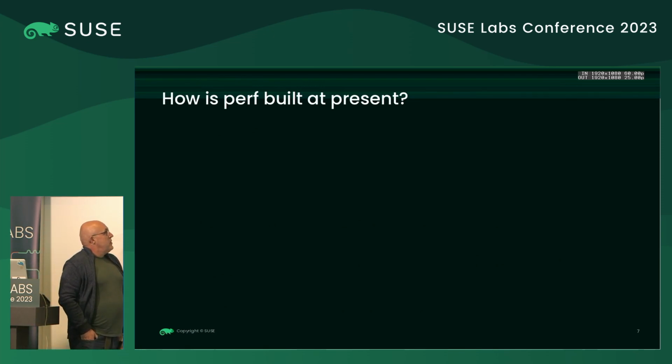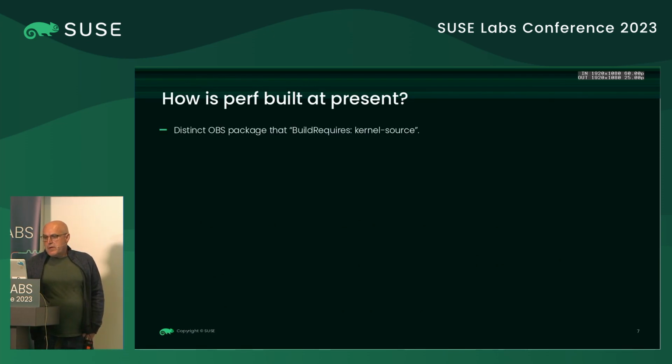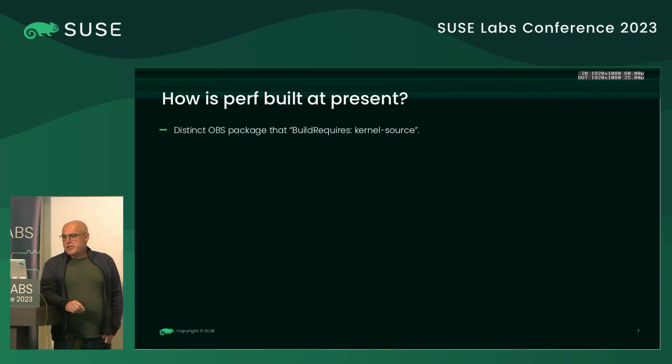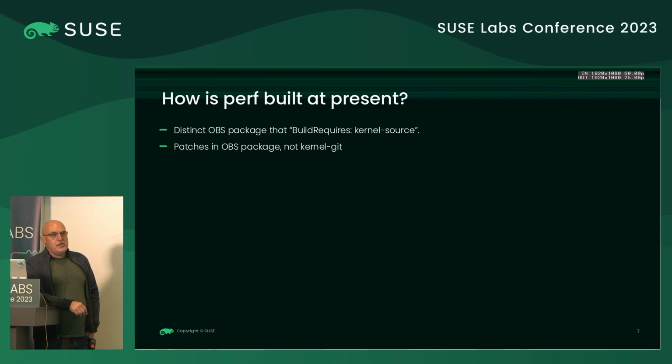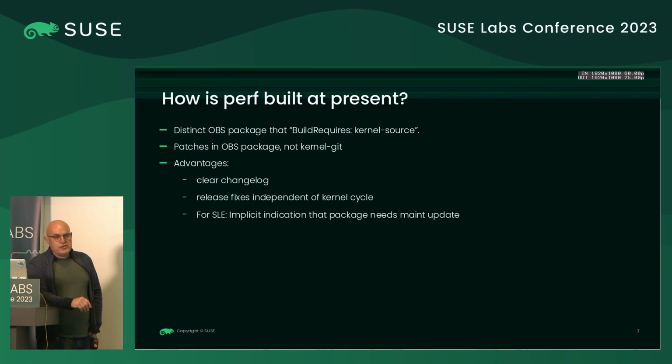So how do we build perf at present? The thing to remember is it's built as a distinct build service package. So there is a perf package, it has a spec file, has changes, and most importantly, we collect the patches for perf in the perf package, not in the kernel source Git. And that has some advantages.